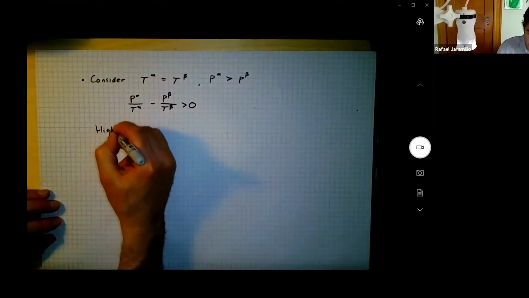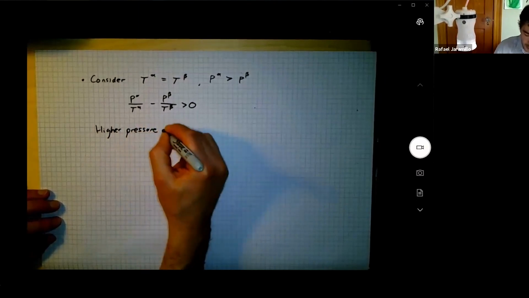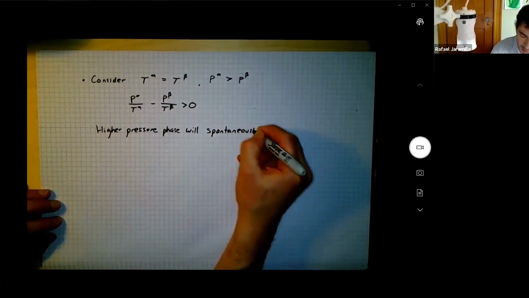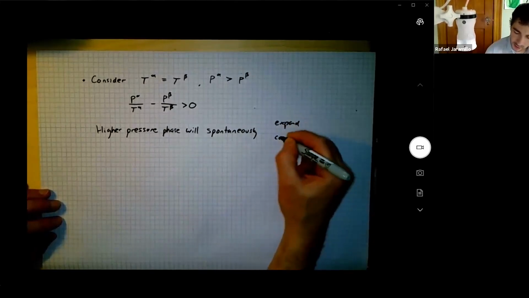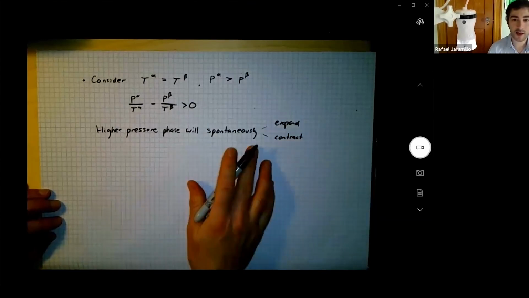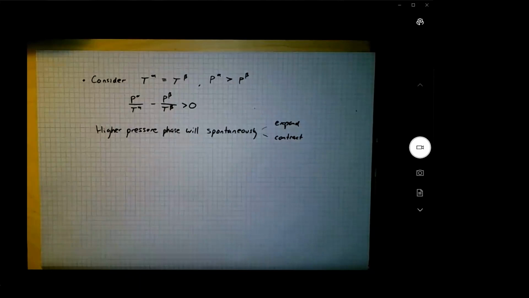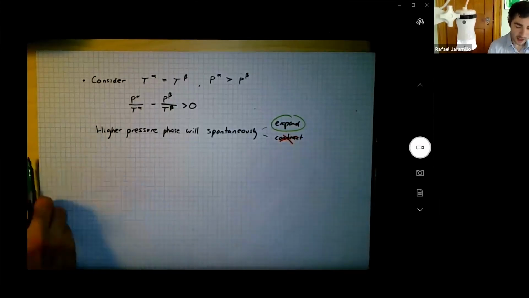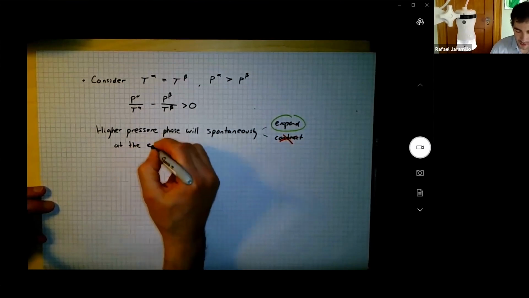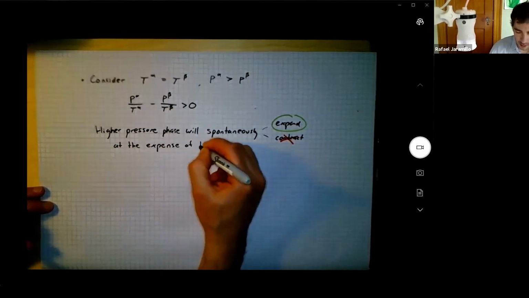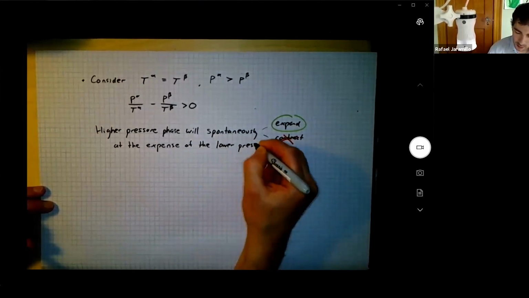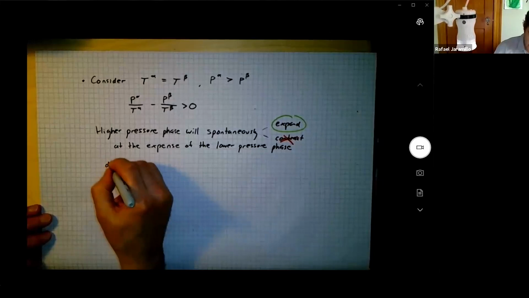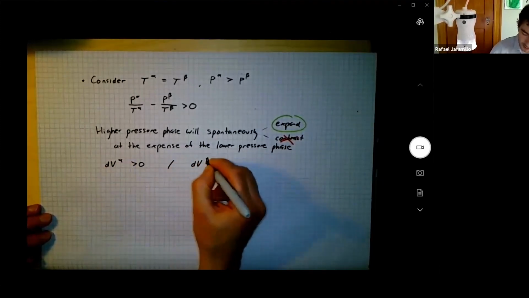The higher pressure phase will spontaneously expand or contract. Expand, yeah, it's not going to contract. It will spontaneously expand, and I could say at the expense of the lower pressure phase. So it's elbowing the lower pressure phase out of the way, right? That means dV of alpha is greater than 0 or dV of beta less than 0.